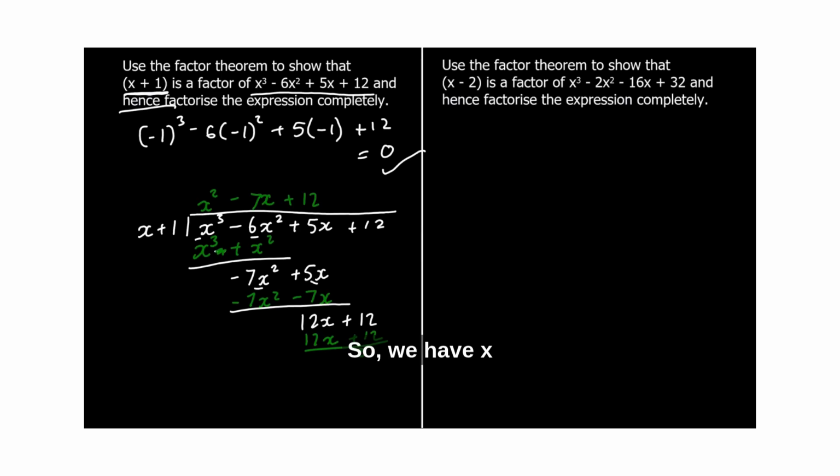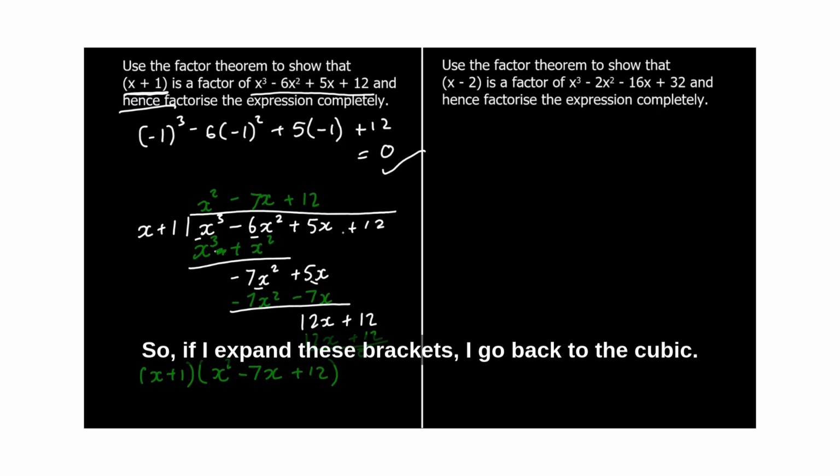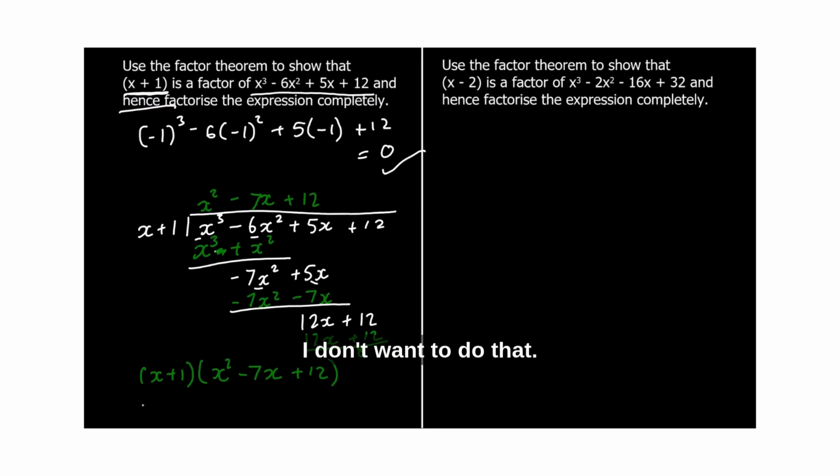So we have x cubed minus 6x squared plus 5x plus 12. We can rewrite it as x plus 1 times x squared minus 7x plus 12. So if I expand these brackets, I go back to the cubic. I don't want to do that. I want to factorize again.